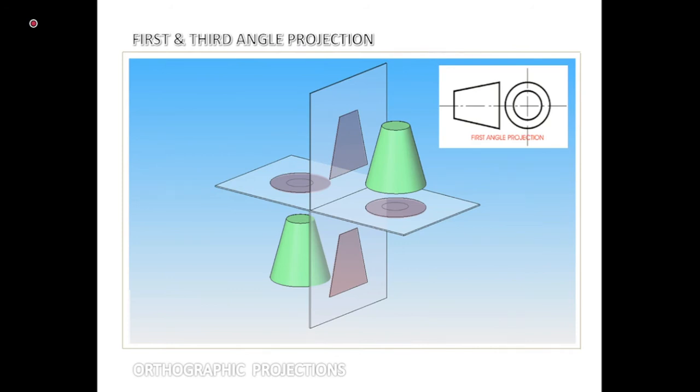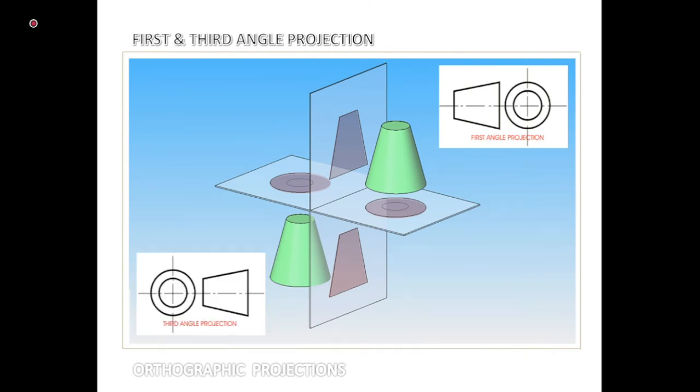This is the symbol we generally use for the first angle projection. And this is the symbol we use for the third angle projection. How to remember this? In the first angle projection symbol, you see the front view comes first and then comes the top view. Whereas in the third angle projection, you see the top view has come, the bottom view has come first and then the front view.